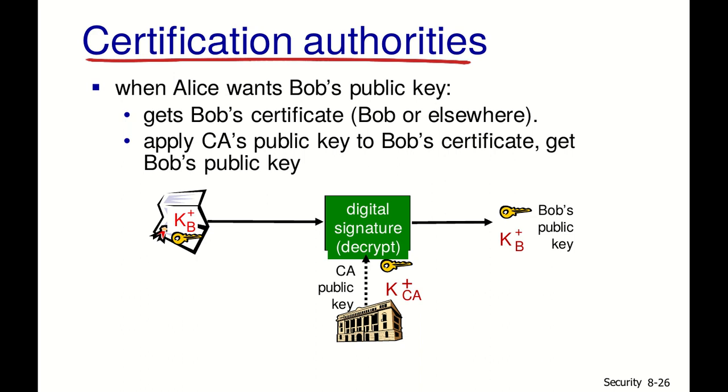Now let's see how Alice gets Bob's public key. She gets Bob's certificate from Bob himself or from somewhere else. Then Alice applies the CA's public key to Bob's certificate and sees if it is verified. If the certificate is verified, then she can obtain Bob's public key.